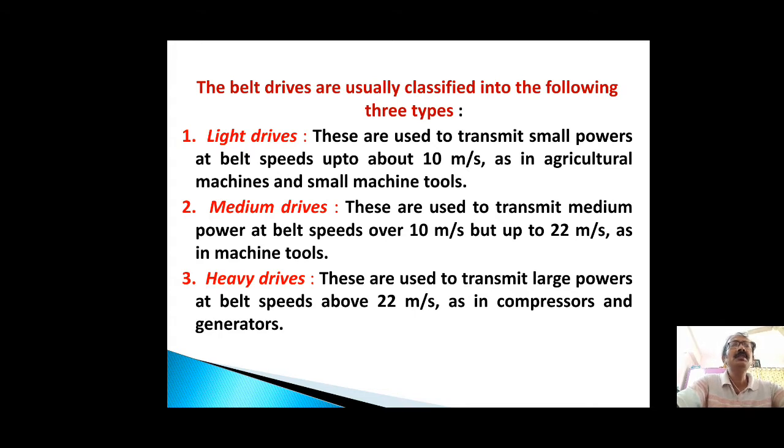Medium drives are used to transmit medium power at belt speed over 10 meter per second, but up to 22 meter per second, as in machine tools. And number 3, the heavy drives, are used to transmit large powers at belt speed above 22 meter per second, as in compressors and generators.